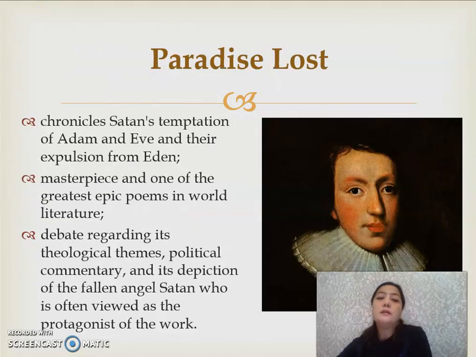So what is Paradise Lost? It can be called the most popular, most famous work written by John Milton. It's a chronicle of Satan's temptation of Adam and Eve and their expulsion from Eden. It is a masterpiece and one of the greatest epic poems in world literature. It is a subject of debate regarding its theological themes, political commentary, and its depiction of the fallen angel Satan, who is often viewed as a protagonist of the work.